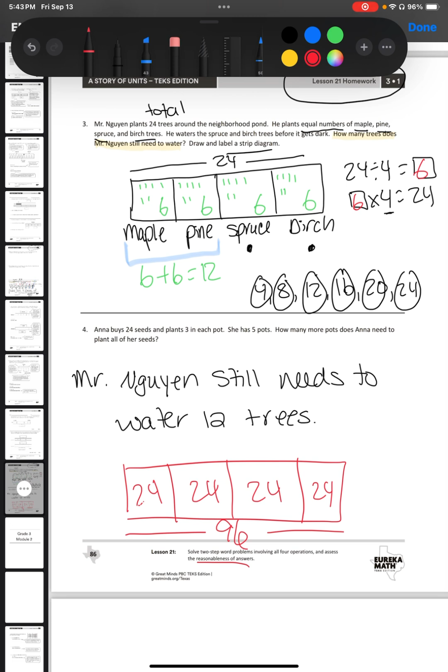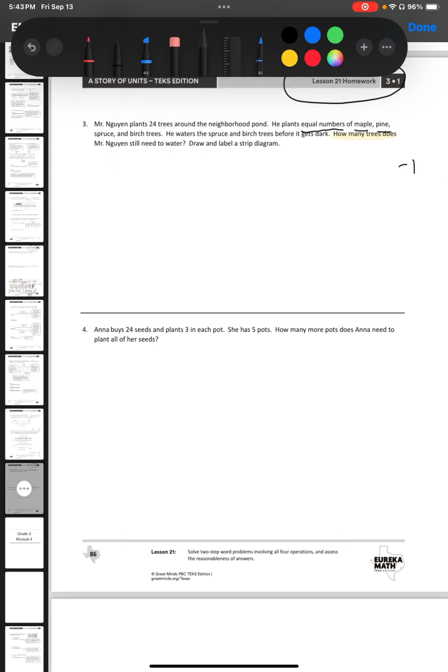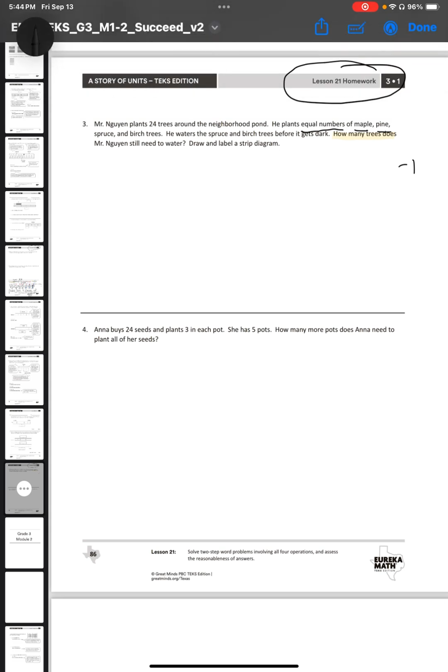Okay, let's go ahead and I'm going to erase all of this, and we're going to work on the bottom problem. 4. Anna buys 24 seeds and plants 3 in each pot. She has 5 pots. How many more pots does Anna need to plant all of her seeds?